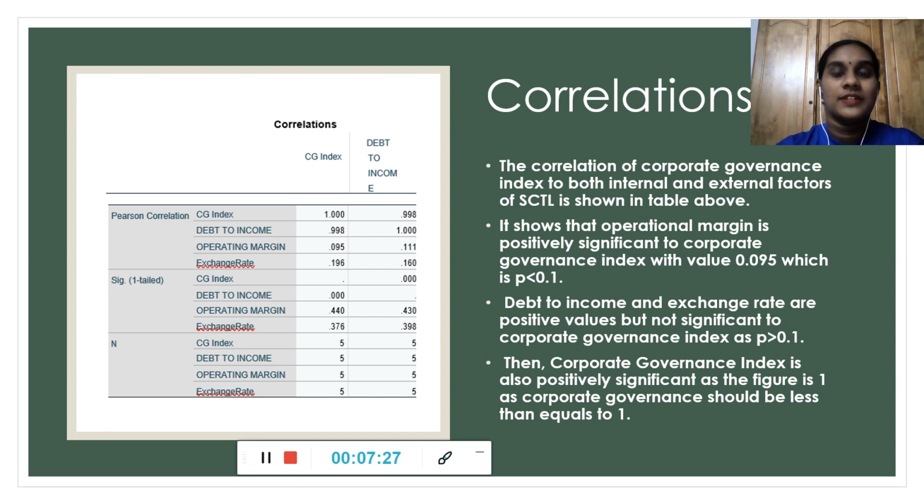It shows that the operational margin is positively significant to corporate governance index with a value of 0.095, which is equivalent to P less than 0.1, which means it is significant. Debt to income and exchange rate are positive values but are not significant to corporate governance index as they are more than 0.1.